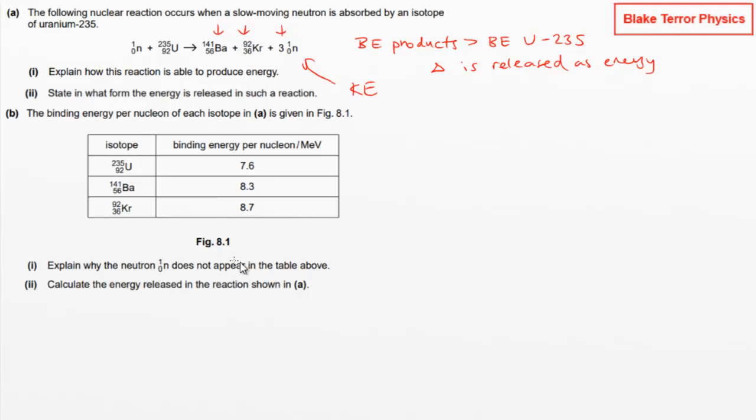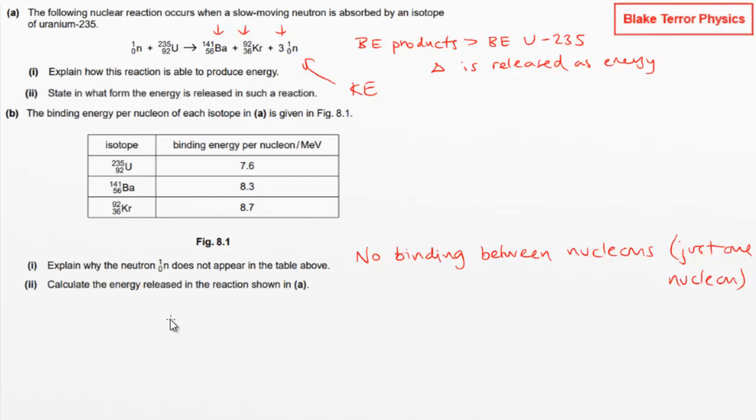Explain why the neutron does not appear in the table above. Right, well, there's no binding in it. There's just one nucleon, so there's no binding between nucleons. There's just one of them, just one nucleon.